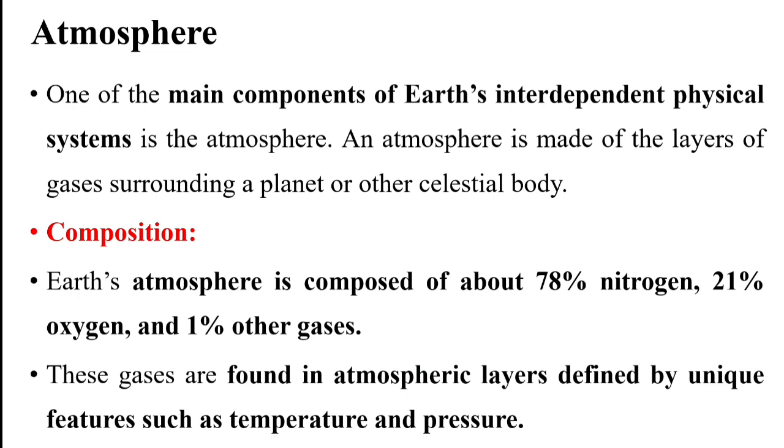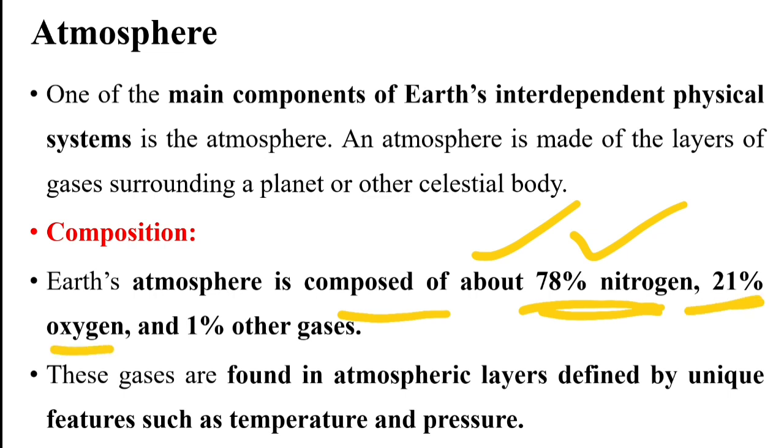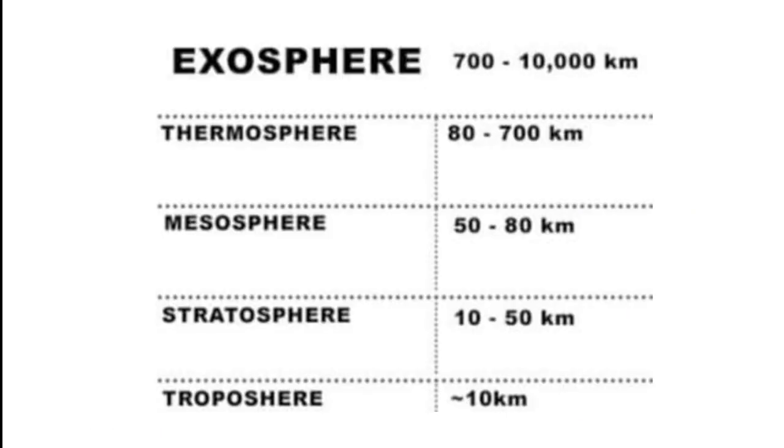What is the composition of atmosphere? Earth's atmosphere is composed of about 78% nitrogen gas, 21% oxygen, and 1% other gases. These gases are found in atmospheric layers defined by unique features such as temperature and pressure. So the whole atmosphere is divided into many layers, and these layers have their own characteristic features, their own gases, their own temperature. So let's discuss these layers.